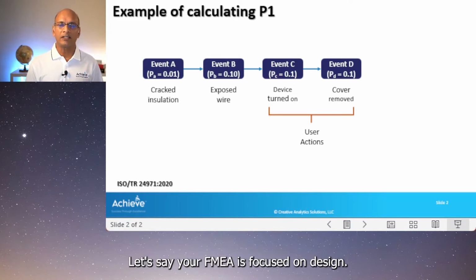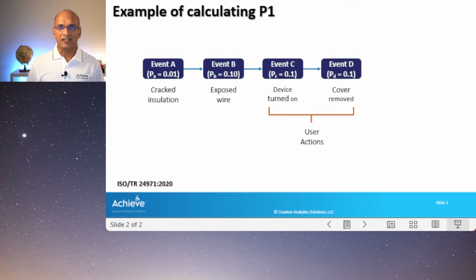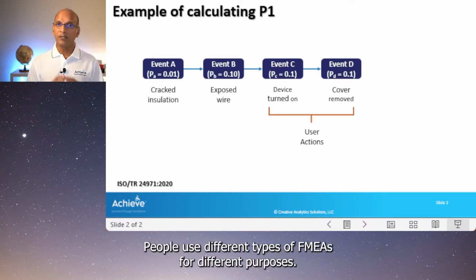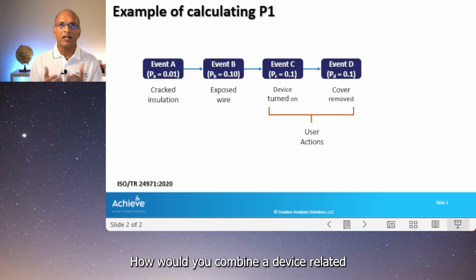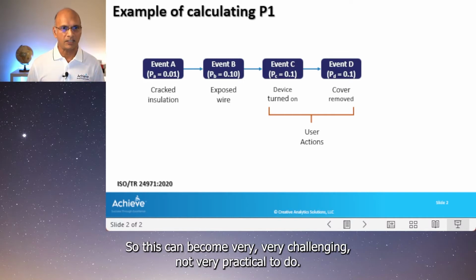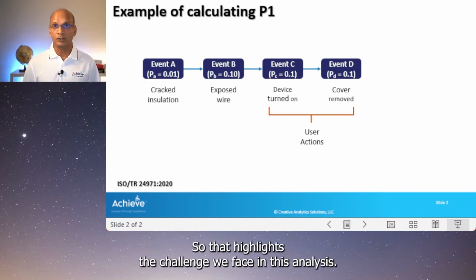Let's say your FMEA is focused on design, DFMEA, or process, PFMEA, or even use FMEA. People use different types of FMEAs for different purposes. How would you combine a device-related failure mode with a potential user action in the same document? This can become very challenging, not very practical to do. So that highlights the challenge we face in this analysis.